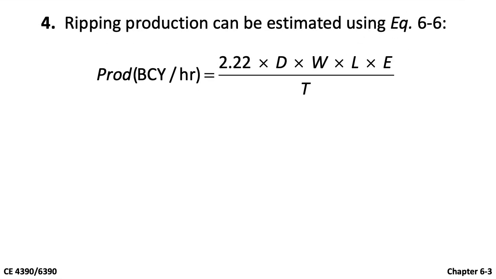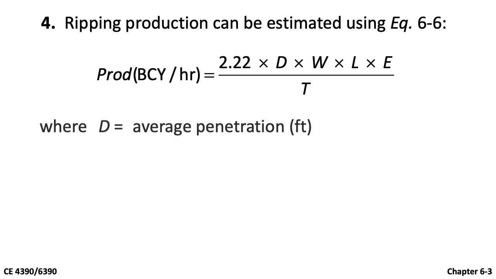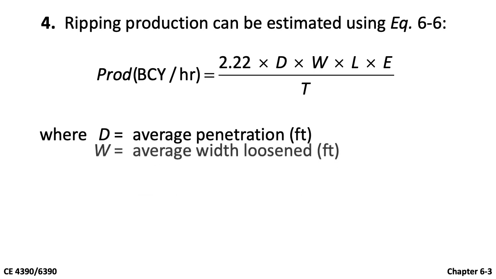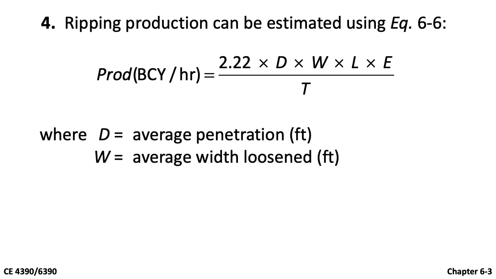Ripping production can be estimated using equation 6.6 in your textbook, as shown here. In this equation, production is measured in bank cubic yards per hour. D is the average penetration depth in feet. W is the average width of the ripped area in feet. L is the length of each pass in feet.